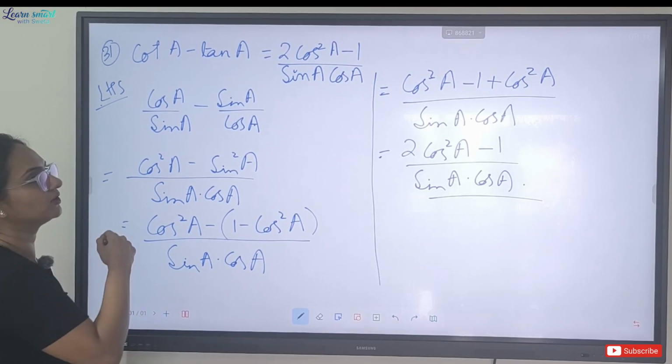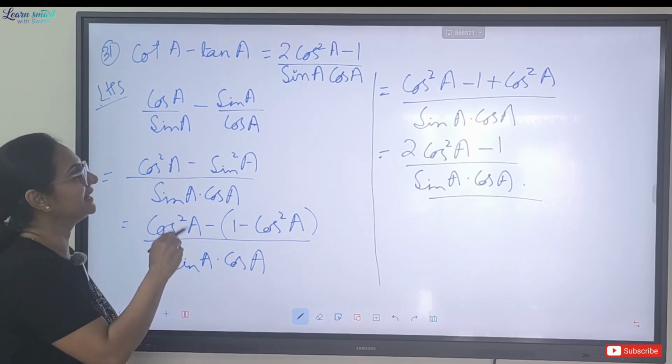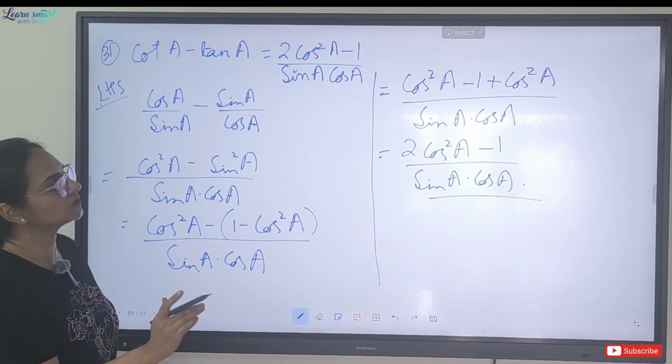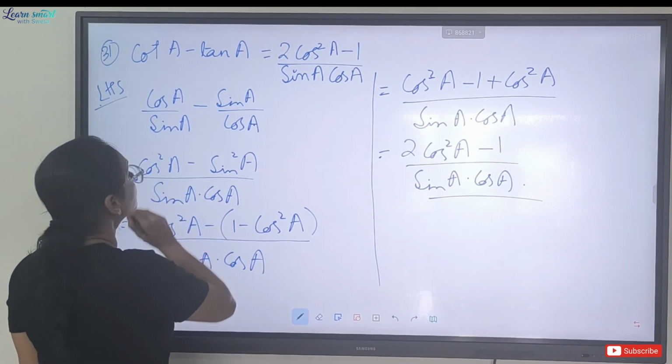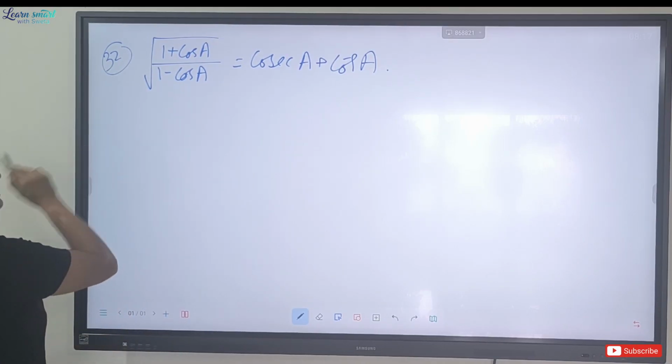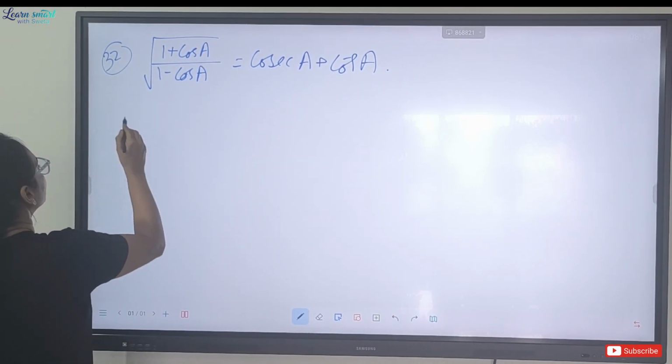Simply we have done cot as cos by sin and tan as sin by cos and just kept on solving and you are getting the RHS, right? Let's see the next question, question number 32. So this is question number 32. Let's see how to solve it.